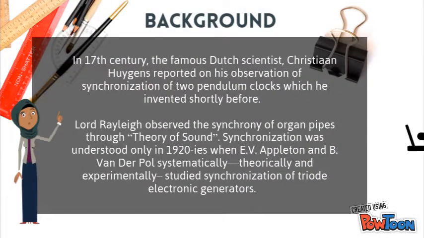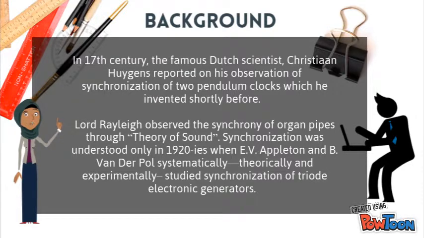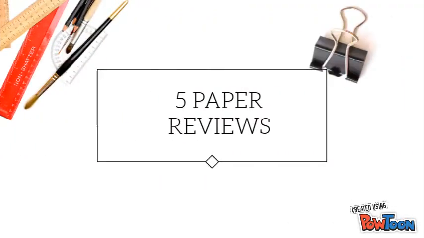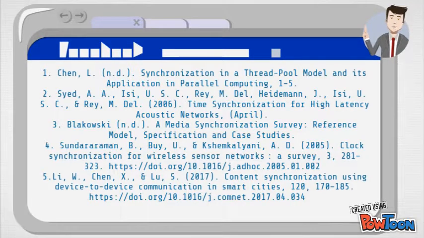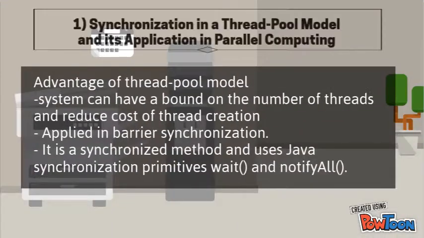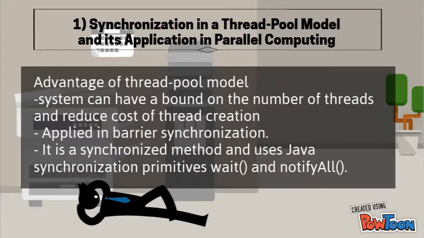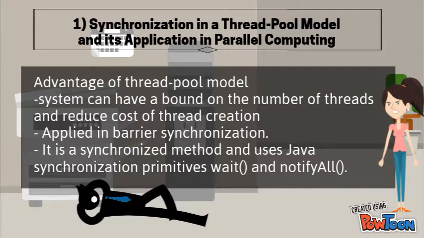Background. This is the background of how synchronization was found. These are five paper reviews that I used for my research. Take a look. First paper review: synchronization in a thread pool model and its application in parallel computing. The advantage of the thread pool model is that our system can have a bound on the number of threads and reduce the cost of thread creation. It is applied in barrier synchronization.